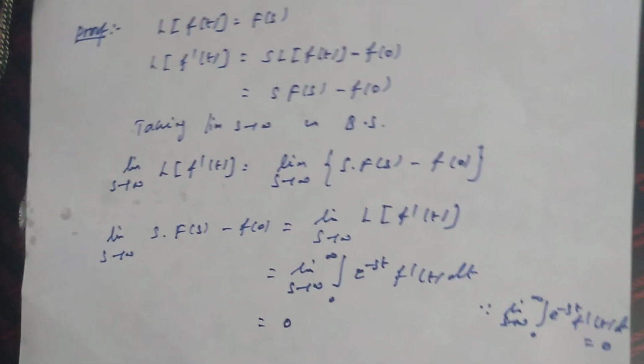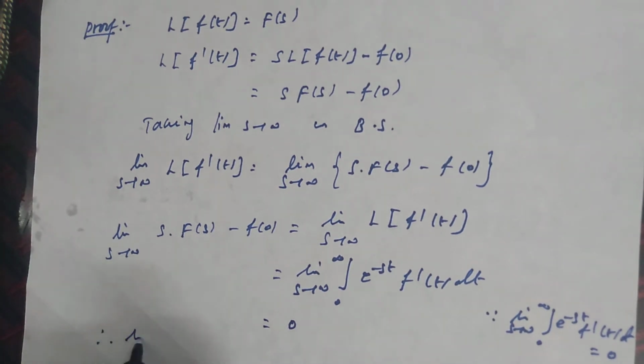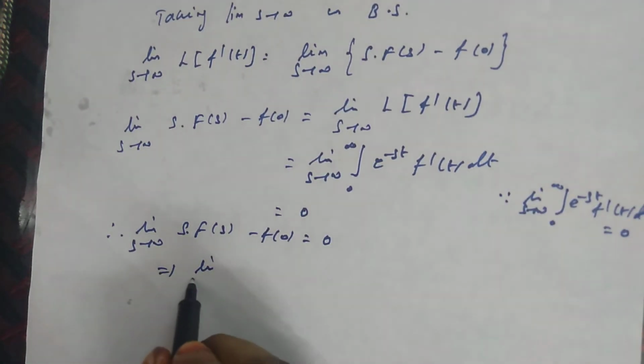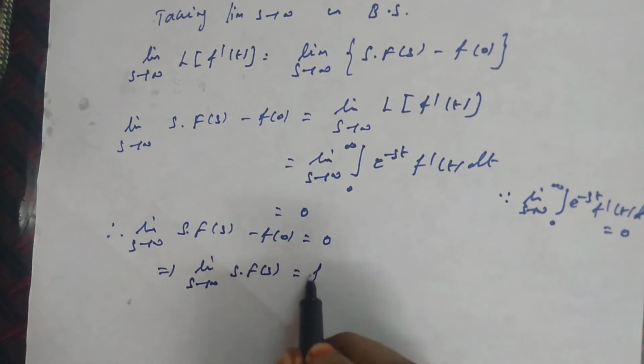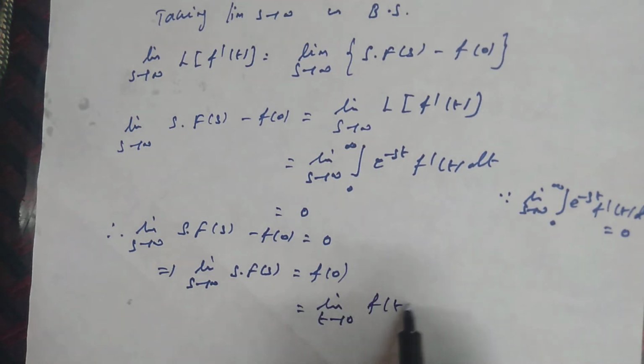Therefore limit s tends to infinity of s F(s) minus f(0) equals 0. Now according to the result, this can be written as limit s tends to infinity of s F(s), take this to the right hand side, equals f(0). Instead of writing f(0), the same thing can be written as limit t tends to 0 of f(t). When we are allowing t tends to 0, this will become f(0).